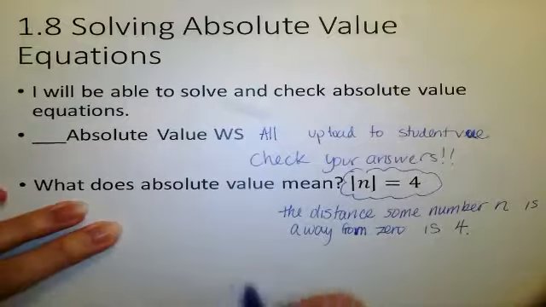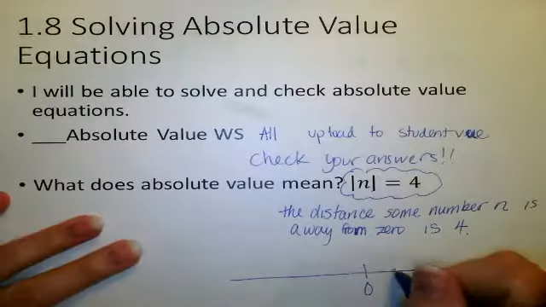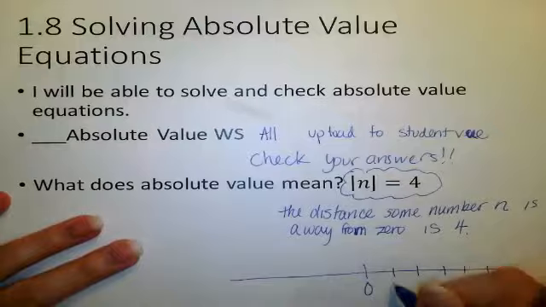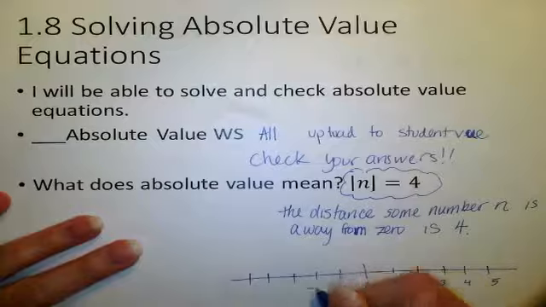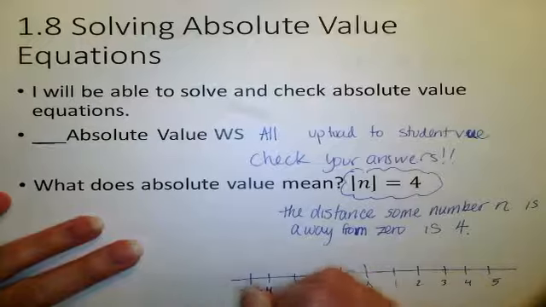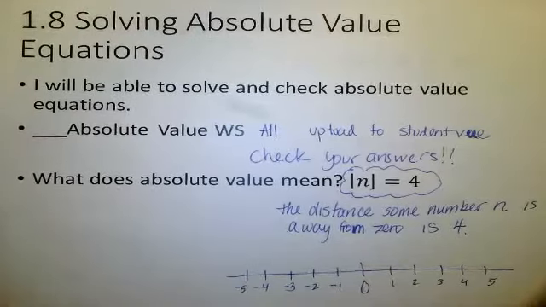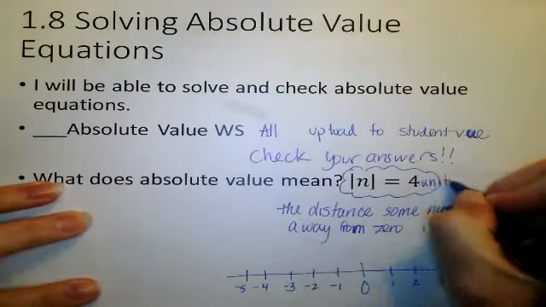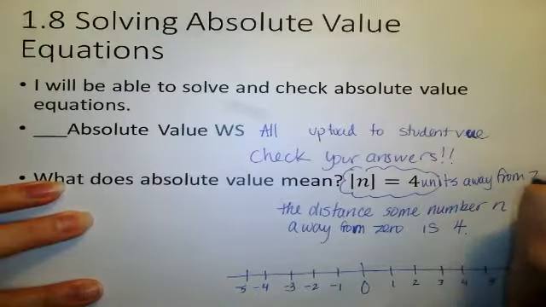So let me draw a picture because I think a picture is worth 1,000 words. Here's a number line. Here's 0. On one side, we have 1, 2, 3, 4, 5. And the other side, we have our negative numbers, right? So -1, -2, -3, -4, -5. So we have our positive and negative numbers. And what this is saying is that the distance is 4. Some number is 4 units away from 0.